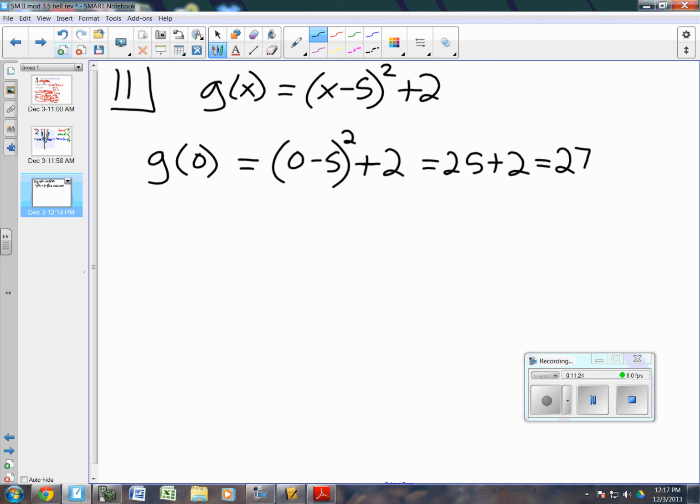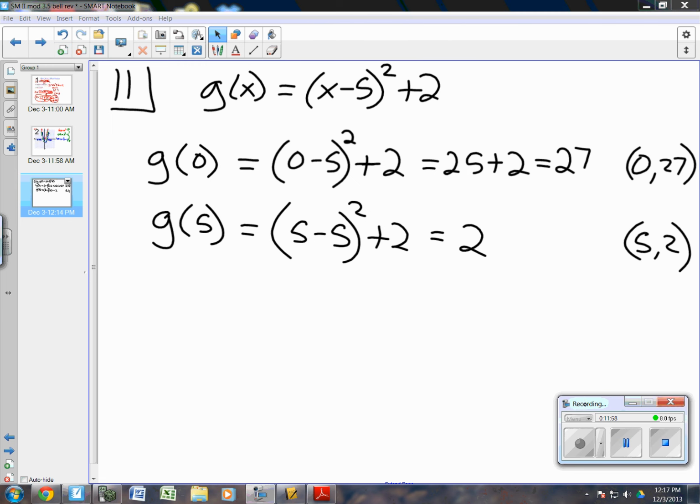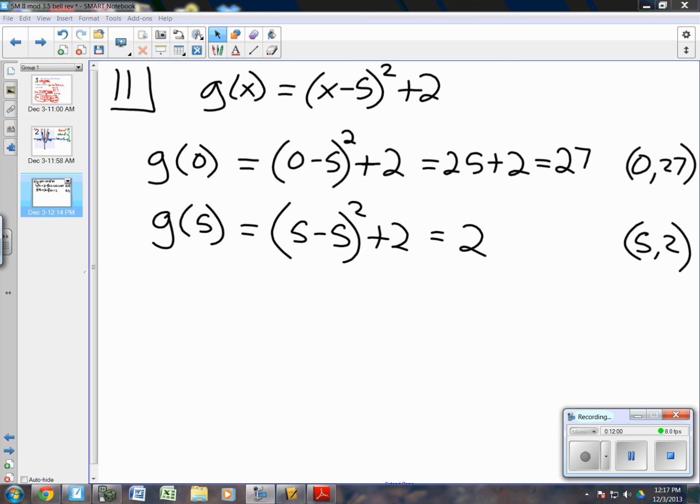The next one, g of 5. So I'm going to plug 5 in. This one's a pretty easy one. 5 minus 5 is 0. Square 0, and you get 0, plus 2, and you get 2. You guys all understand that first one, the point (0, 27) is on the graph? And the second one, (5, 2), is on the graph? Do we understand that? Okay.